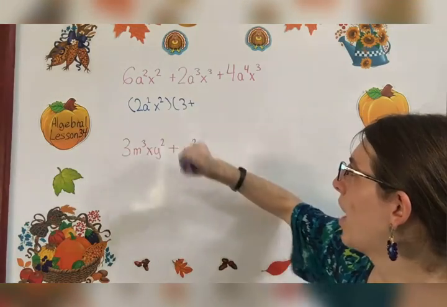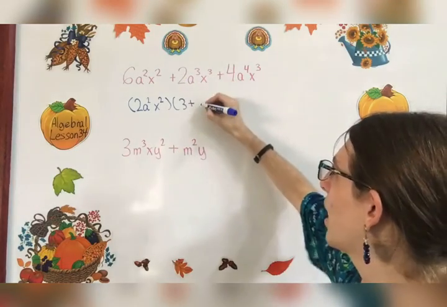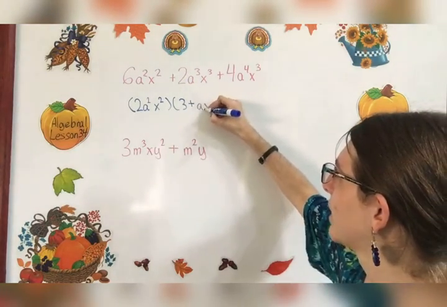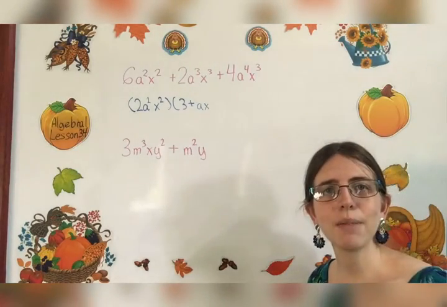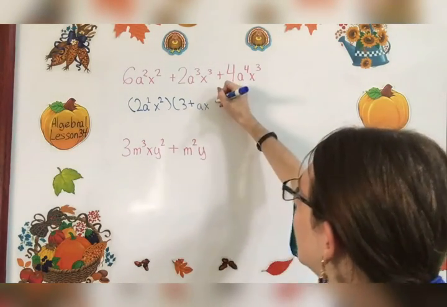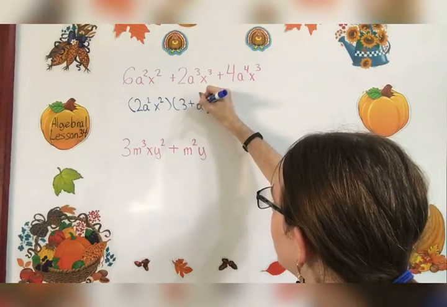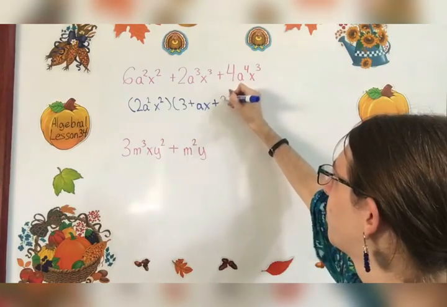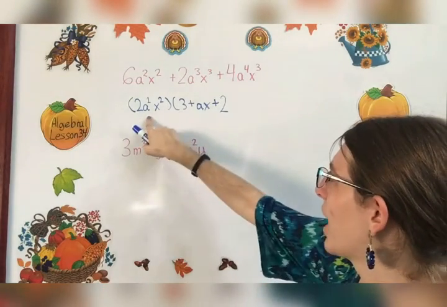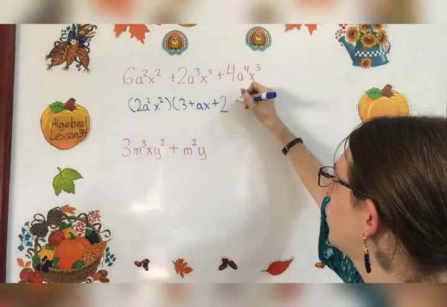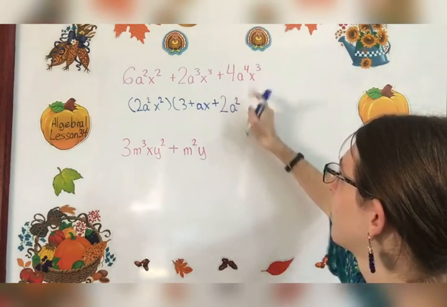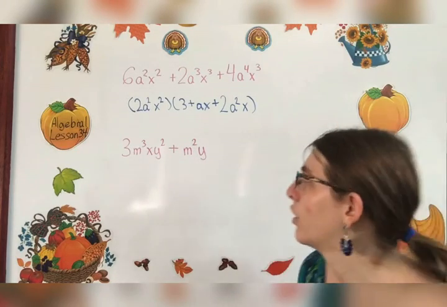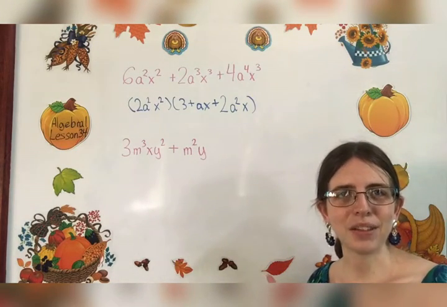2 divided by 2 is 1. a cubed divided by a squared is a. x cubed divided by x squared is x. So far I have 3 plus ax plus, let's make that a little bit clearer. Okay. 4 divided by 2 is 2. a to the 4th divided by a squared, 4 minus 2 is 2, so it will be a squared. x cubed divided by x squared is x. Close your parentheses. That's all that you have to do.